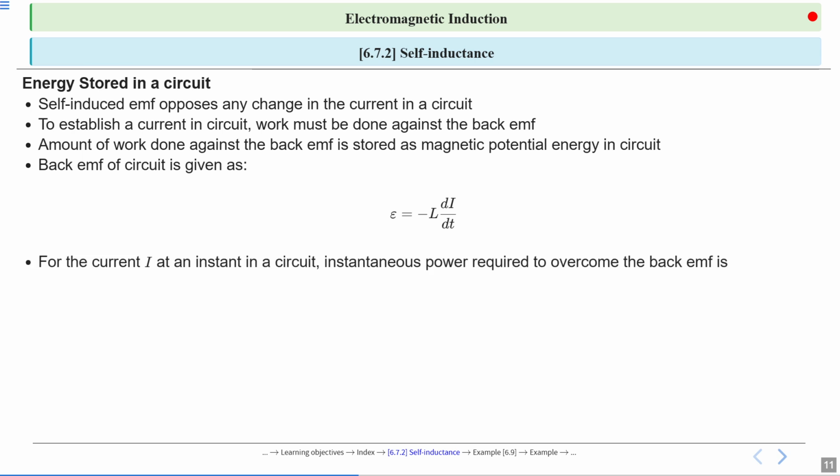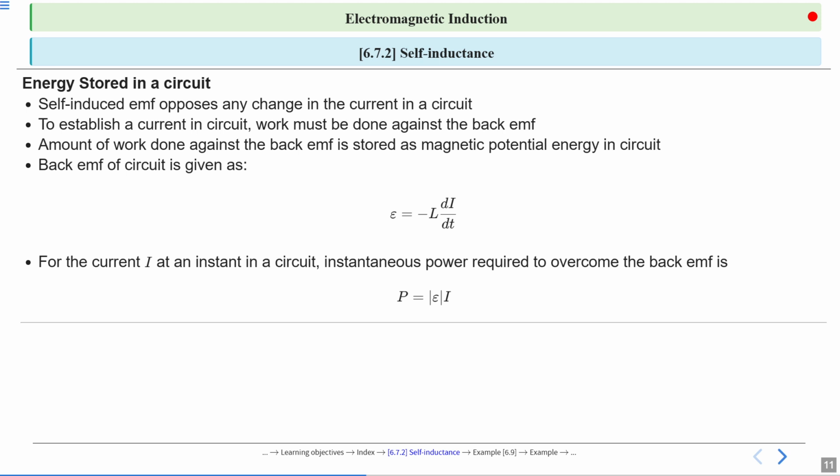Okay, so for the current I at any instant in a circuit, instantaneous power required to overcome the back EMF is P equal to epsilon I. Okay, so we also know from current electricity that power is equal to VI.